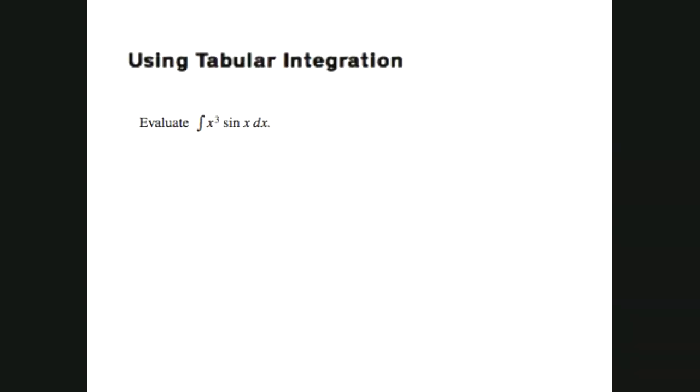So here's my next problem. I've got x to the third sine of x. Again, I'm just going to set up a table. I'm going to do the derivatives of one of the functions, and I'm going to do the integral of the other function. Which function do you think I'm going to do the derivative of? And remember, when you take the derivative, it has to get back to zero, or else this does not work. So what function am I going to, x to the third, right? So I'm going to do x to the third.